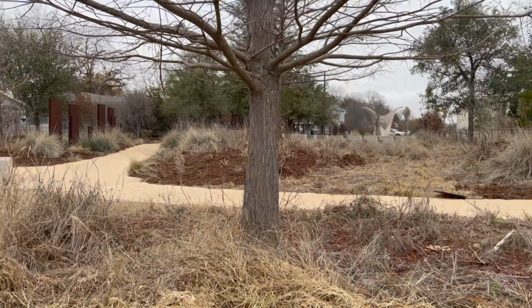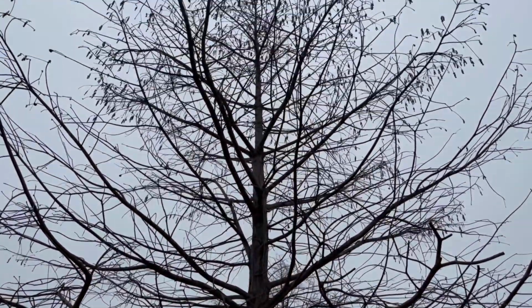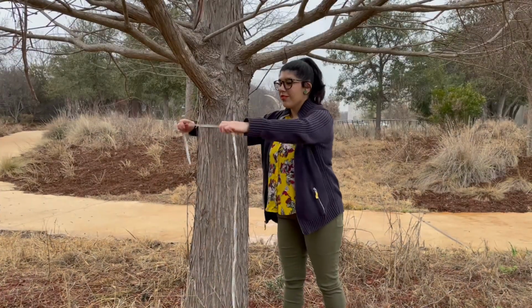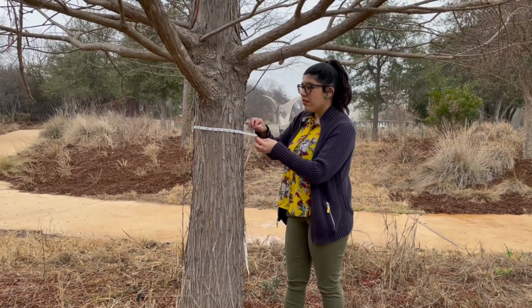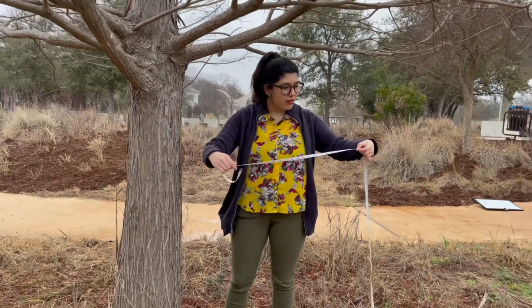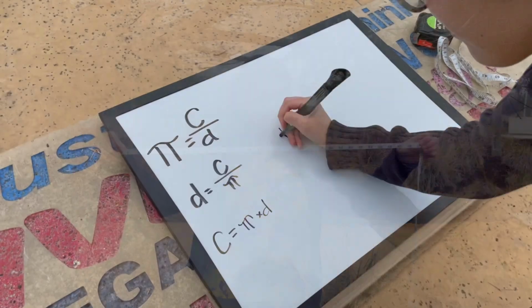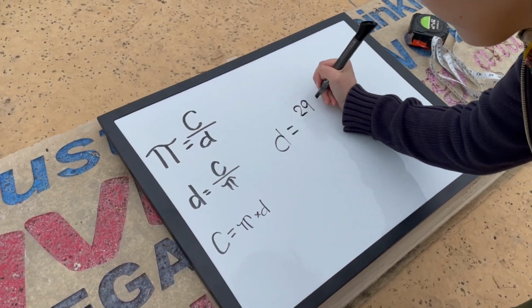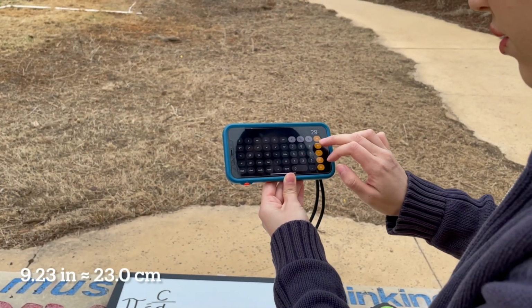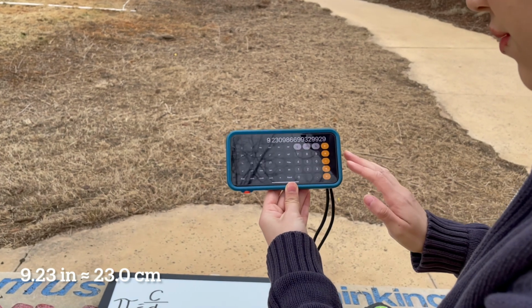Now look at this cypress tree. Let's measure its circumference and calculate its diameter using pi. We'll use the tailor's tape again to find the circumference of the cypress tree's trunk, which we measured at 29 inches. Let's fill out our equation again to find the diameter. The cypress tree trunk is 9.23 inches or 23 centimeters wide.